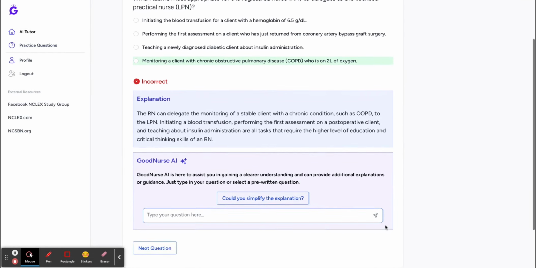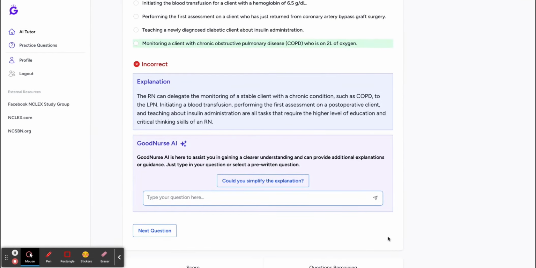The correct answer is D. The RN can delegate the monitoring of a stable client with a chronic condition, such as COPD, to the LPN. Initiating a blood transfusion, performing the first assessment on a post-operative client, and teaching about insulin administration are all tasks that require the higher level of education and critical thinking skills of an RN.